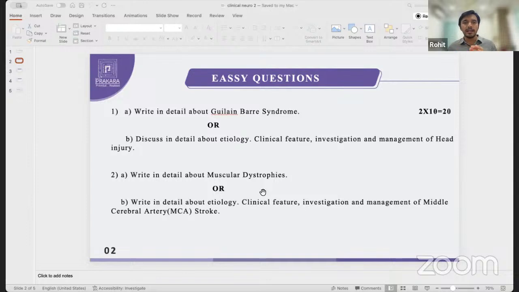So now coming to the arterial system. The brain's arterial system can lead to two kinds of strokes. One is ischemic stroke. The second is hemorrhagic stroke. Ischemic stroke is due to lack of blood supply to a part of brain. Hemorrhagic stroke is hemorrhage inside the brain due to rupture of blood vessels.